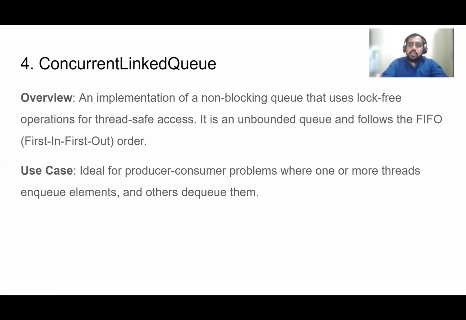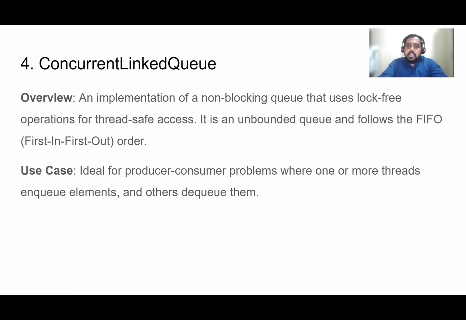Non-blocking queue means that when we are trying to add data and retrieve data, suppose we want to do both. In a blocking queue, it will block the retrieving thread and allow the adding thread, then it will allow the reading thread. That is what we call a blocking queue, but this ConcurrentLinkedQueue is a non-blocking queue, and it uses lock-free operations.